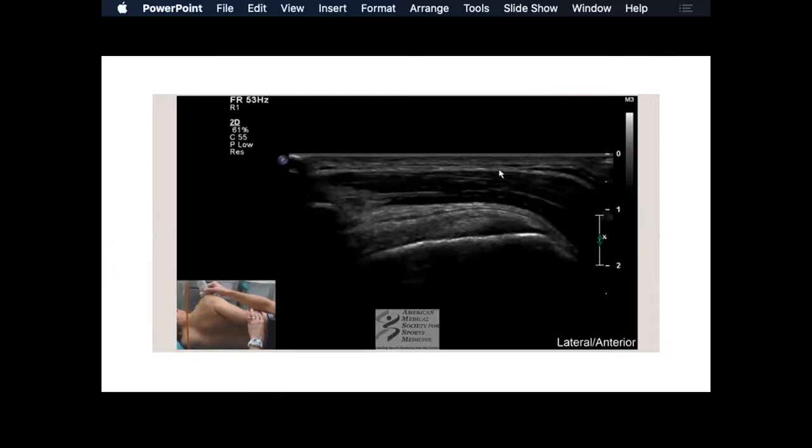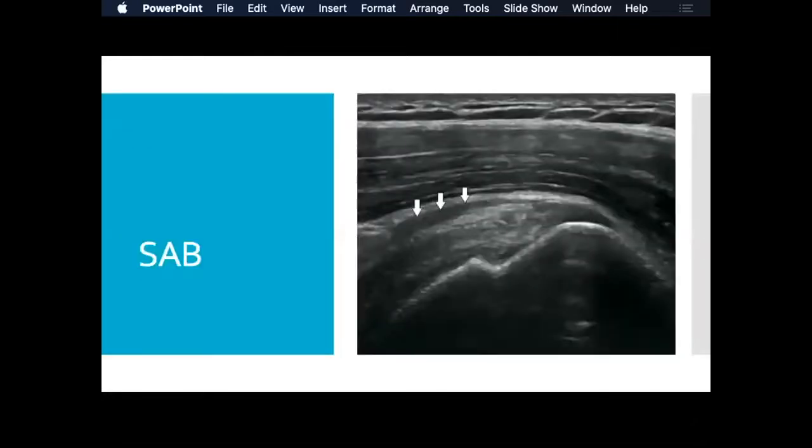On the left side of the screen, you have the acromion. On the bottom, that's the humerus. And then that little strip of black fluid, that's the subacromial bursa, that's normal. Can you go back to the previous image? There, you see much more fluid in that.